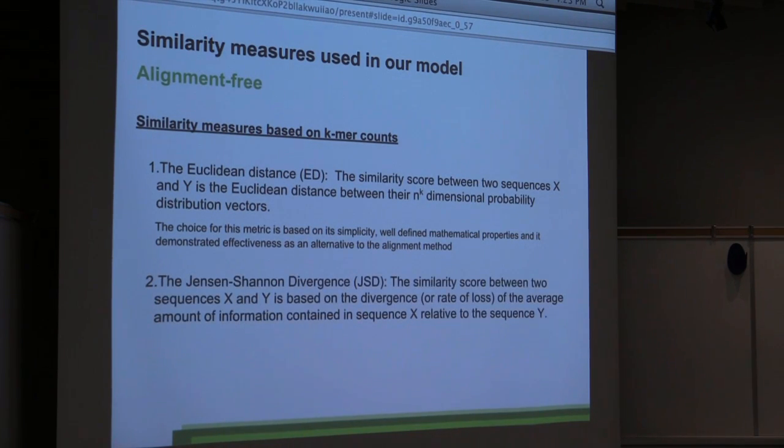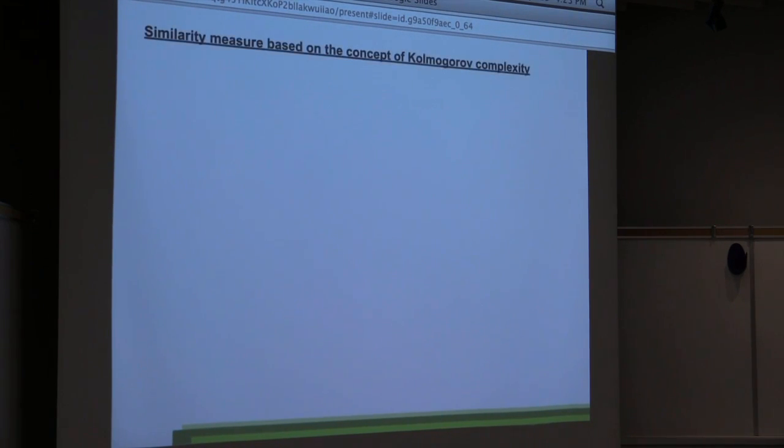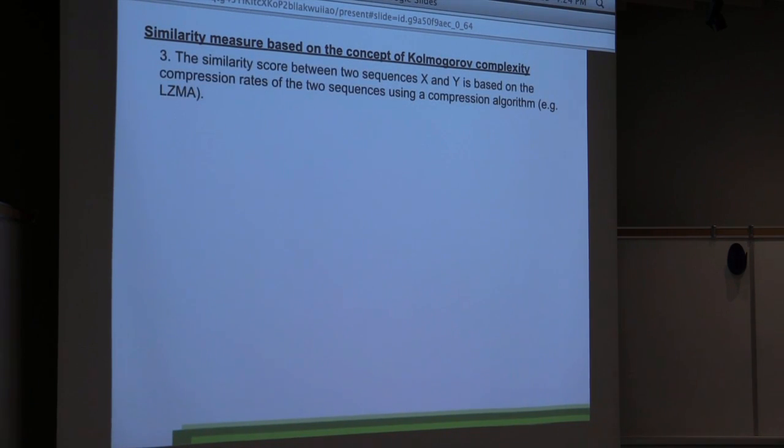The next sequence similarity measure is based on information theory, and it calculates the difference in the average amount of information in sequence X relative to sequence Y. This measure has already been successfully used to reconstruct some of the phylogenies for whole genome sequences. The third alignment-free similarity measure is based on Kolmogorov complexity. It's a compression-based method, and we're looking at the difference in compression rates between sequence X and Y using a compression algorithm like LZMA.